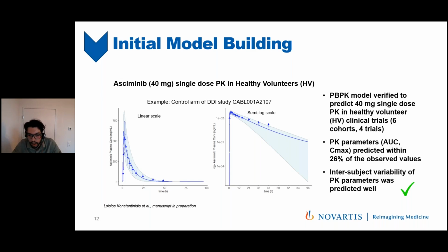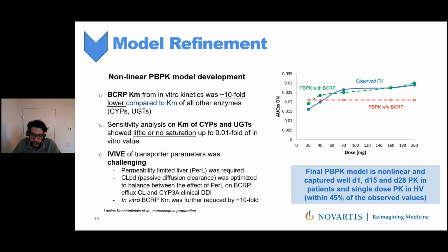The PBPK model was initially verified at 40 milligrams single dose to predict the PK in healthy volunteers from different clinical trials, in 6 different cohorts and 4 different trials. All the PK parameters were predicted reasonably well, within 28% of the observed values, and the inter-subject variability of the PK was also reasonably well captured. So once we had that, we moved on to further model refinement.